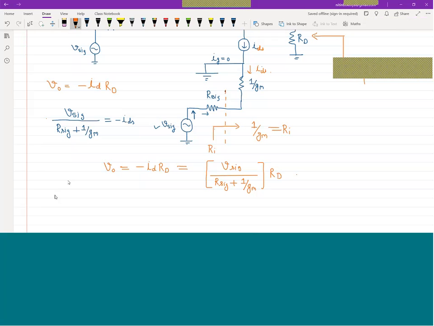So what we can say? The V out is GM into RD divided by 1 plus R signal into GM. So this is the voltage gain, and we don't have 180-degree phase shift of input and output. There is no 180-degree phase shift between input and output.